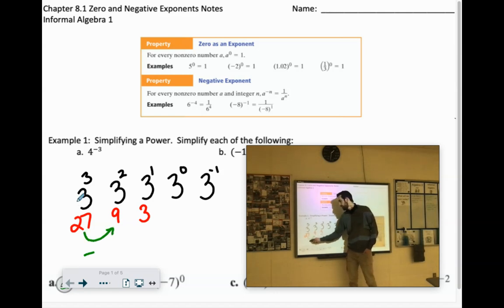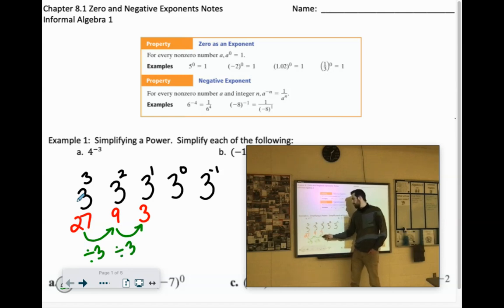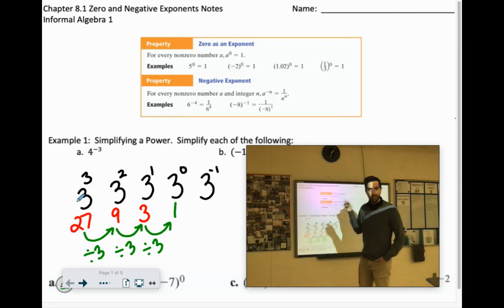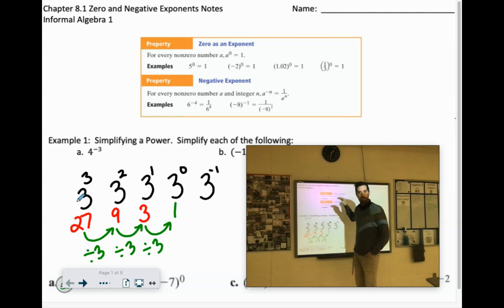27 to 9, you're dividing by 3. 9 to 3, you're dividing by 3. Now, if we kept that going, what's 3 divided by 3? Yes, 1. So anything to the 0 power is equal to 1. That's what it says in this property right above you. Now, if we kept going and did 1 divided by 3, it'd be 1/3.